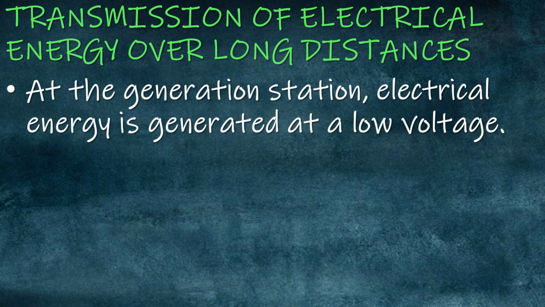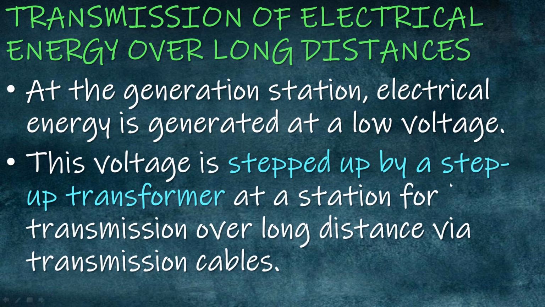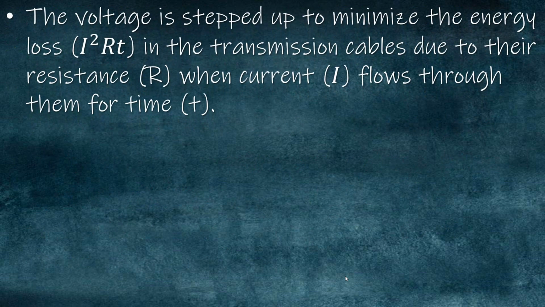At the generation station, electrical energy is generated at low voltage. Please look at this. Electrical energy is always generated at low voltage. This voltage is stepped up by a step-up transformer at a station for transmission over long distances via transmission cables. So before electricity is transmitted, it has to be stepped up first. The voltage is stepped up to minimize the energy loss, that is I squared Rt, in the transmission cables due to their resistance R when current I flows through them for a time t.